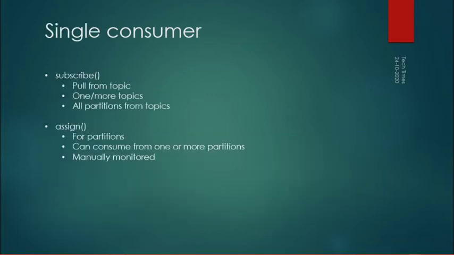There are a few methods we have to use to subscribe to your topic or partitions. There are two methods we have, one is subscribe and one is assign. So let's go through subscribe first. While subscribing to any topic, or if we need to consume any message from any topic, we have to call the subscribe method. This method takes single or multiple topic names and it will consume data from all the partitions of those topics. We don't have any control on choosing the partitions with the subscribe method.